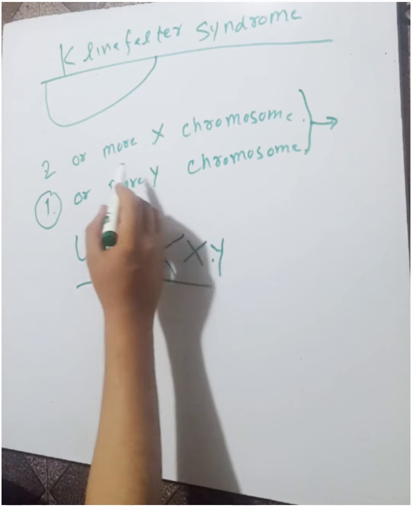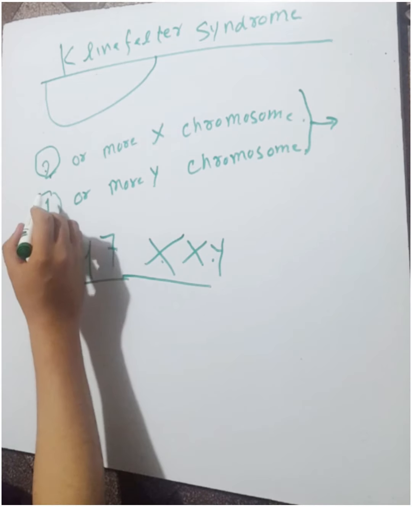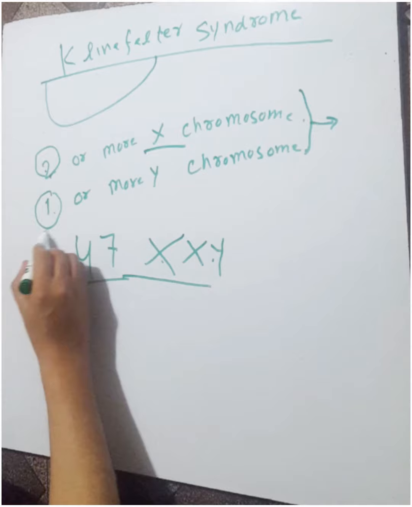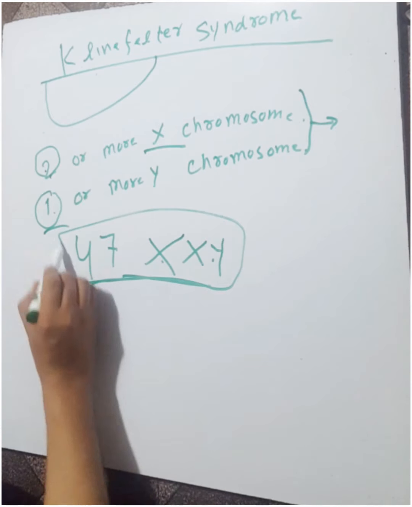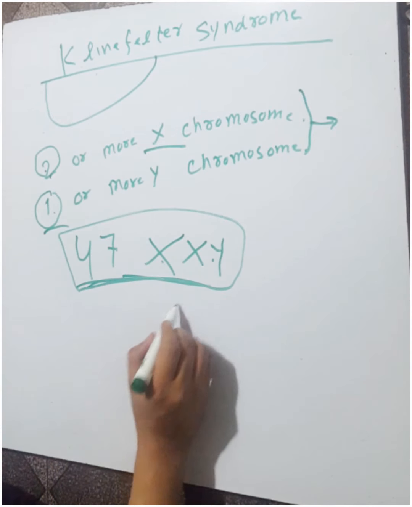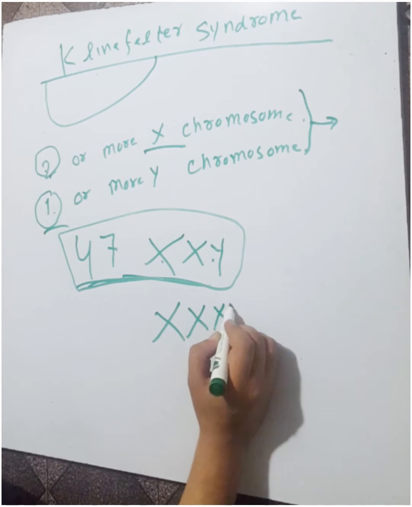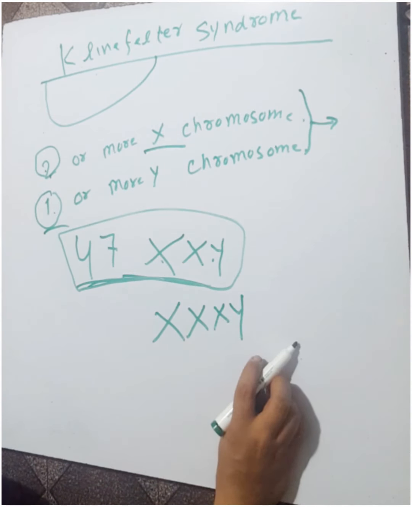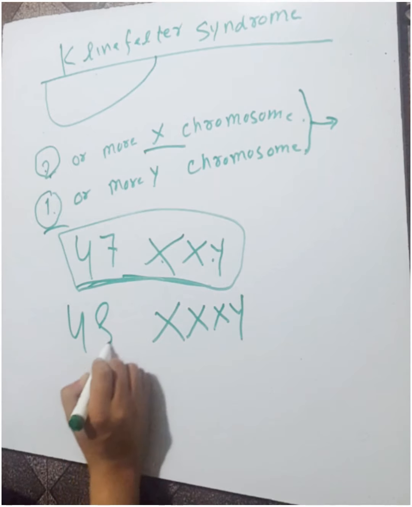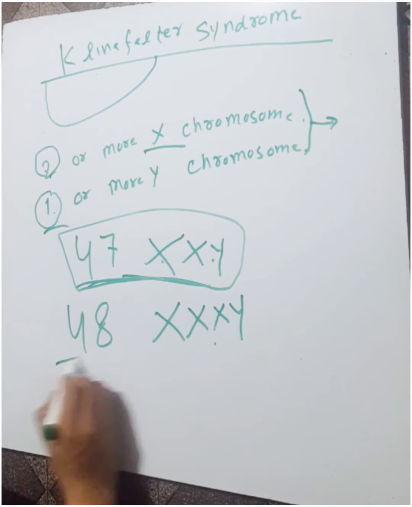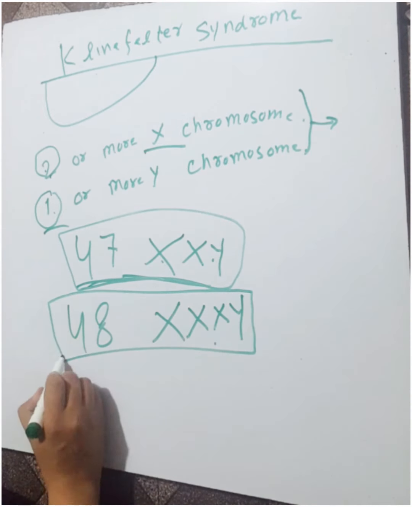If there are two X chromosomes and one Y chromosome, the condition becomes 47 XXY. If there are three X chromosomes and one Y chromosome, the condition becomes 48 XXXY. This is called Klinefelter syndrome.